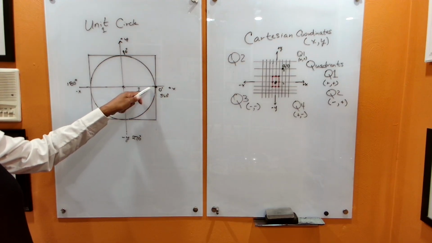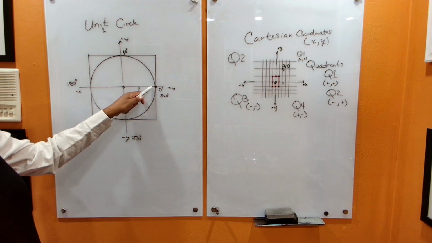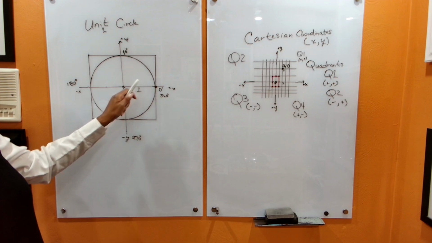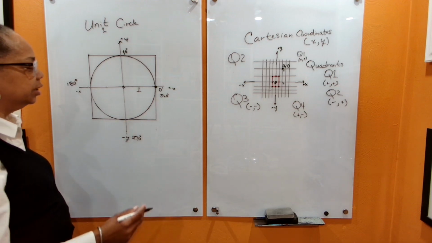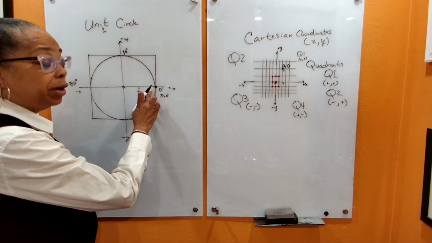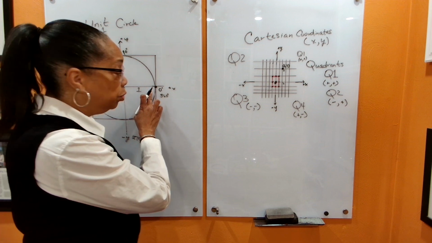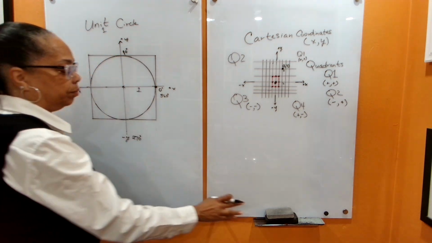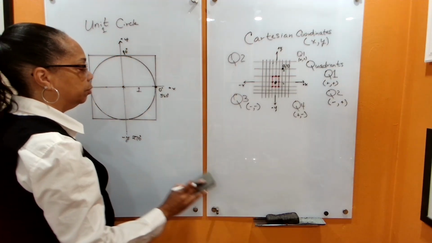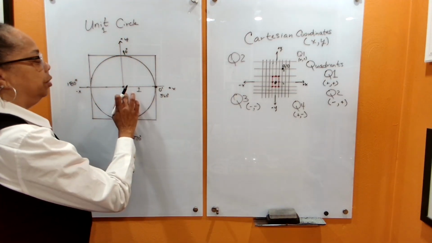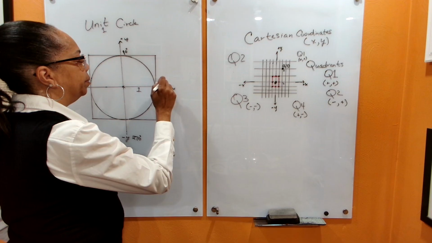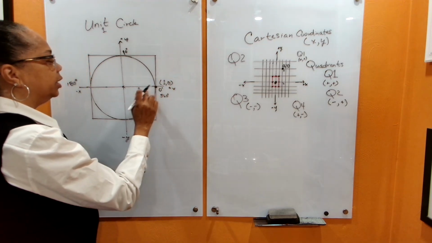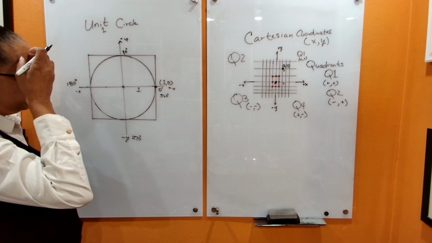X right here is our radius is 1, and so from the origin to here we have a distance of 1 unit in the x direction. We have no units in the y direction. So what does that mean? We have a coordinate of 1, 0, right? 1, 0. The x is 1, the y is 0.